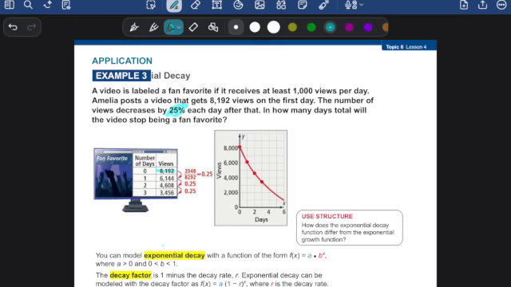Okay, this is modeling exponential decay. So notice our growth factor is now called a decay factor because we're losing. We are subtracting 25% from 100%. Okay, each time we're subtracting 25%. So it is called a decay factor. We're subtracting from 1. Otherwise, everything else is the same.